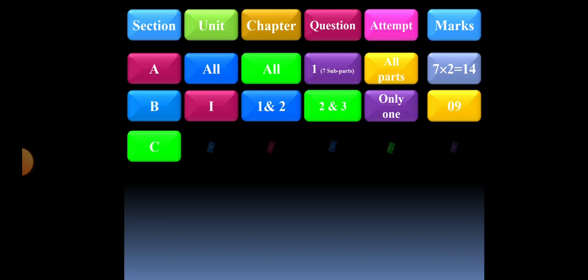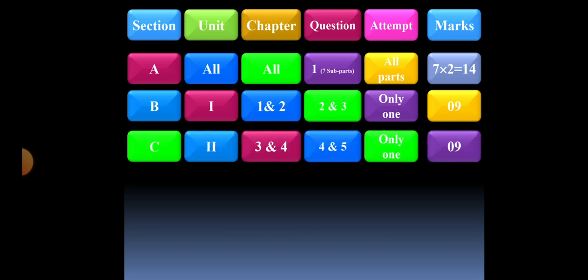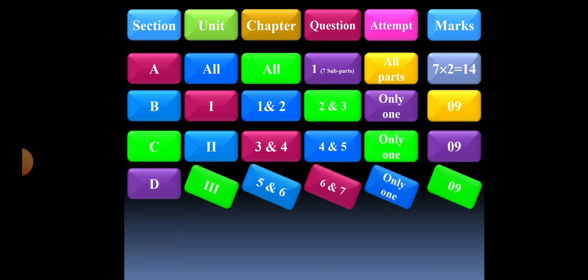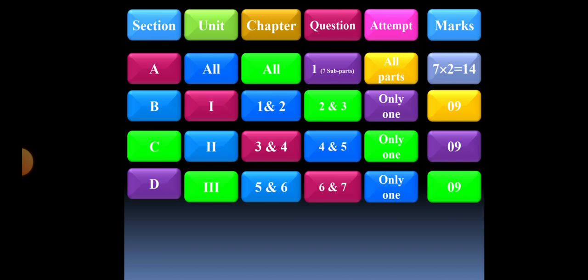Then section C is asked from second unit, which is also constituted of 2 chapters, chapter number 3 and chapter number 4, and question number is 4 and 5. Only we have to attempt 1 question out of these 2 questions, and it is also of 9 marks. Then section D is asked from third unit. It also contains 2 chapters, chapter number 5 and chapter number 6. Question number is 6 and 7. Only we have to attempt 1 question, and it is also of 9 marks.